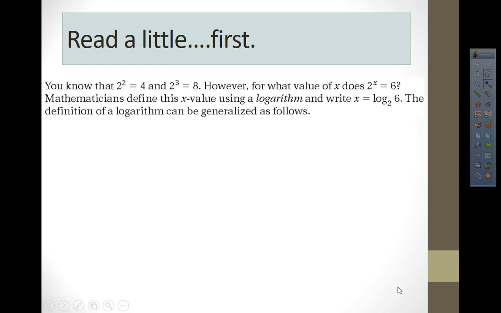Okay, so you know that 2 squared is equal to 4 and 2 cubed is equal to 8. However, for what value does 2 to the x equal 6? And this runs into the same problem. What we'd have to do is start using a calculator and start guessing a whole bunch of x values and find out when this is equal to 6. Well, anyhow, mathematicians define an x value using a logarithm.